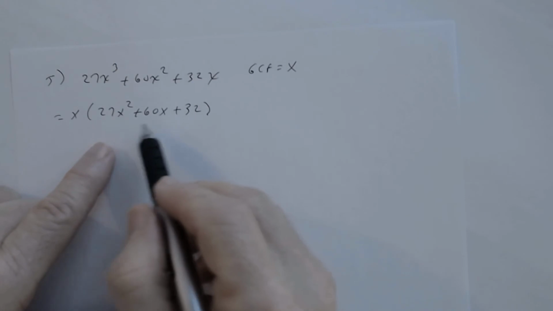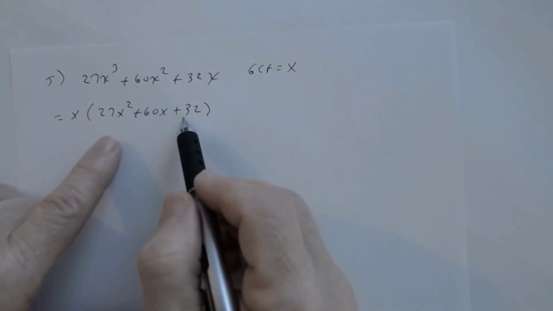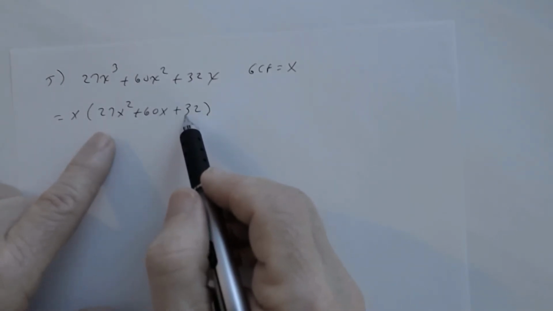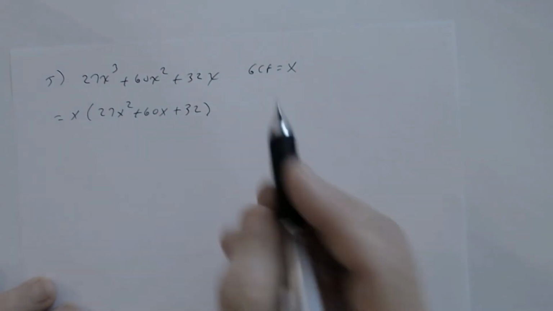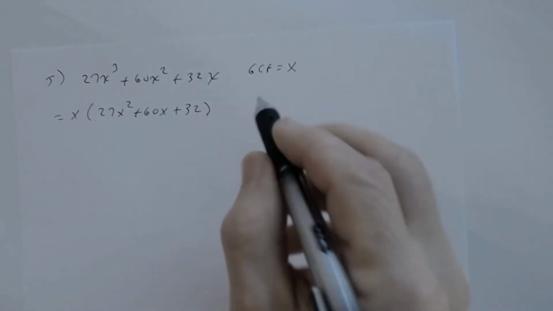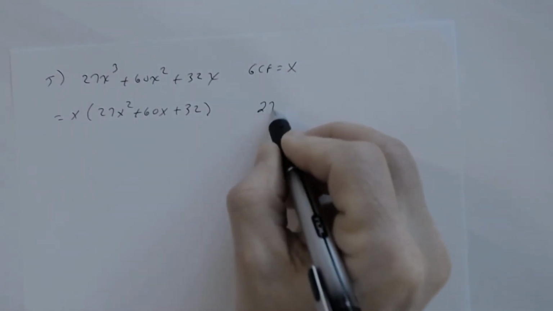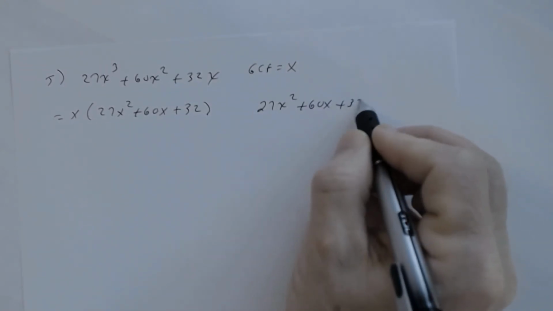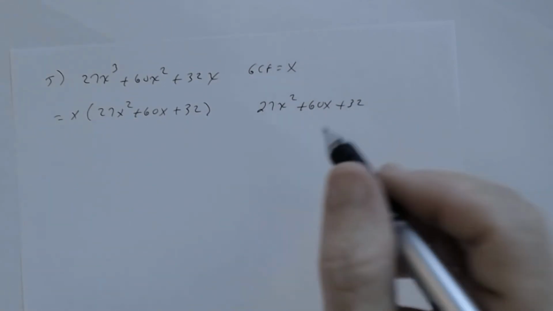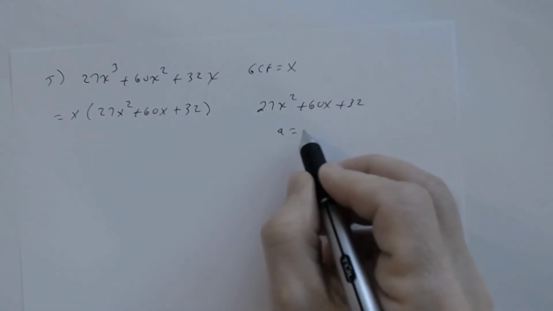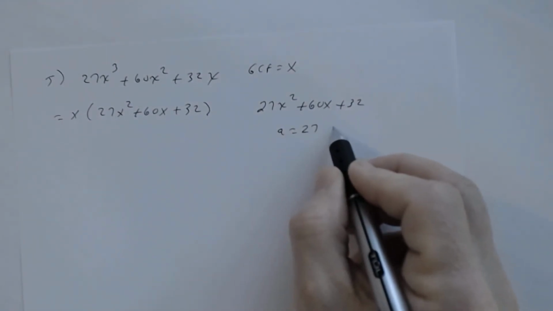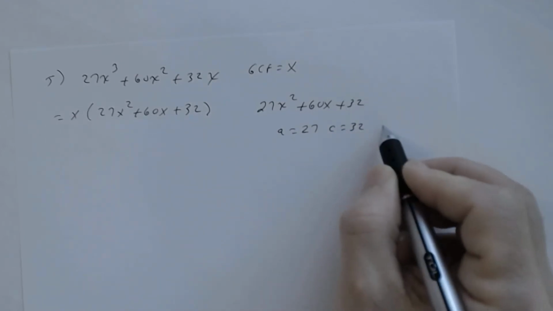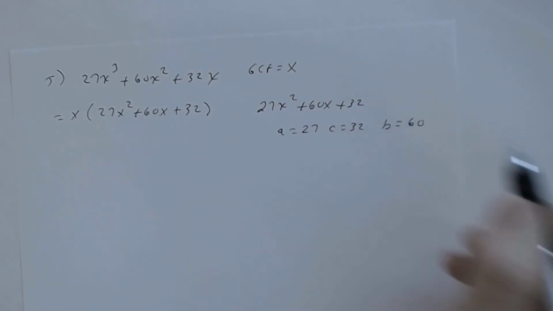Okay? So now I'm going to use the AC method on this. Now that's going to be a little bit more difficult because those numbers A and C are not that easy to deal with, the product. So let's go ahead and write it over. 27x squared plus 60x plus 32. All right, and so A is 27, C is 32, and B is 60.